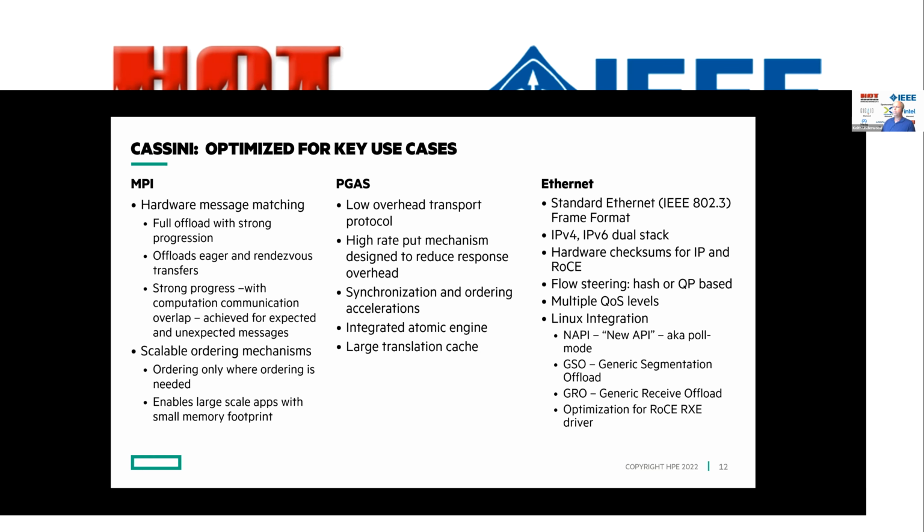We have a scalable ordering mechanism. So MPI has a fairly strict definition of ordering rules for matching, but we only use that ordering mechanism where necessary. So we use it to preserve the match ordering and not for the payload transport, because the less ordering we have, the easier it is to do adaptive routing through the system and get more efficient utilization of the network.